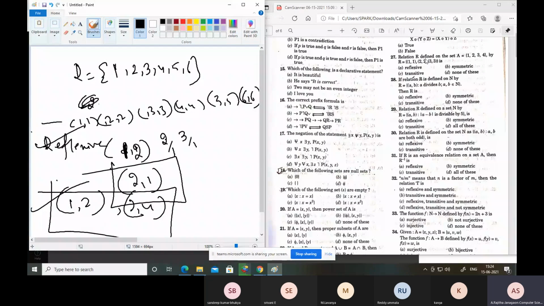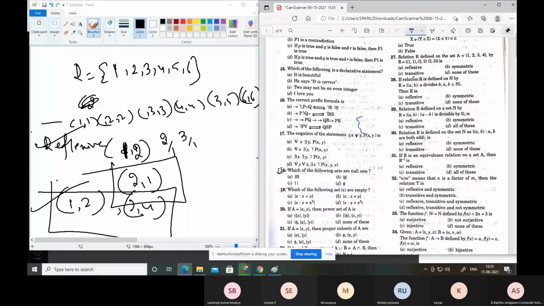Okay, now next, this is the 30th question. Relation R is dependent on a set N, A comma B, where A comma B both are odd numbers. Then it satisfies which property? That is the symmetric property.